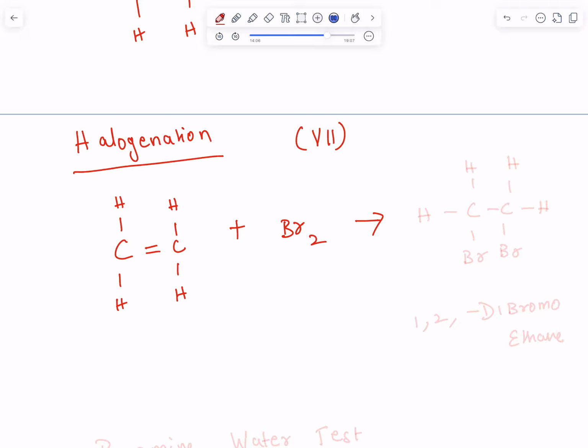Now, the double bond opens up and the 2 bromine atoms are added to the carbon atoms respectively. And now, as a result, we are forming 1,2-dibromomethane. Now, why are we calling it dibromo? I'm sorry, that's a mistake. It's 1,2-dibromoethane, not methane. And why are we calling it dibromo? Because we've got 2 bromine atoms added across on carbon 1 and carbon 2.